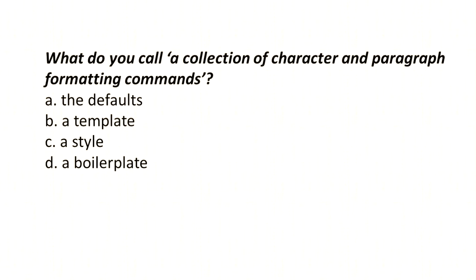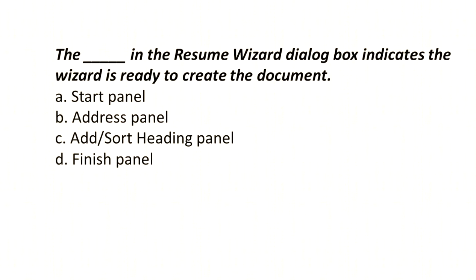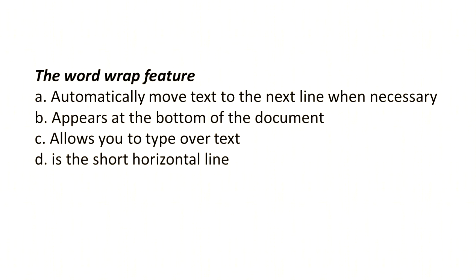Next, what do you call a collection of character and paragraph formatting commands? Answer is style. Next, what is a document outline view? Answer is a view with a structure of headings at various levels. Next, what in the Resume Wizard dialog box indicates the wizard is ready to create the document? Answer is finish panel.